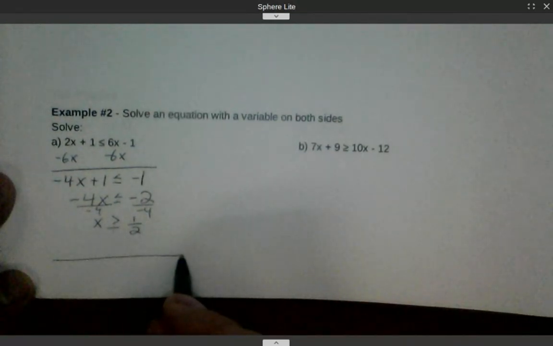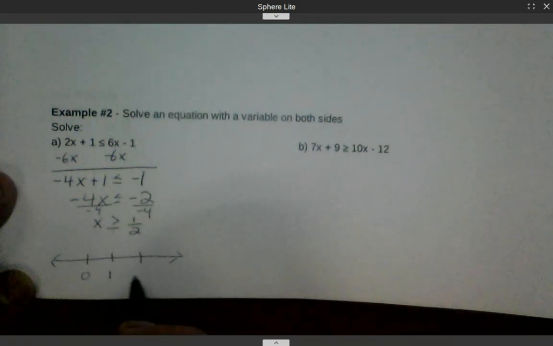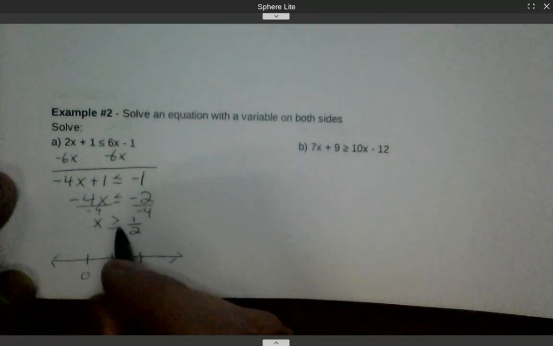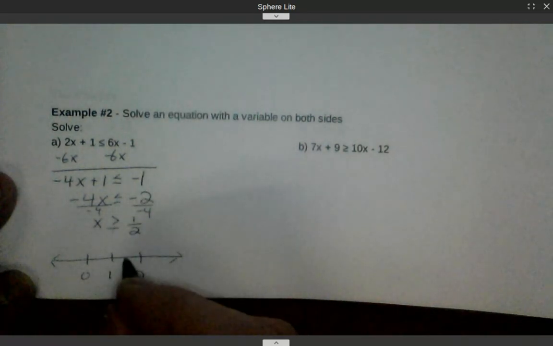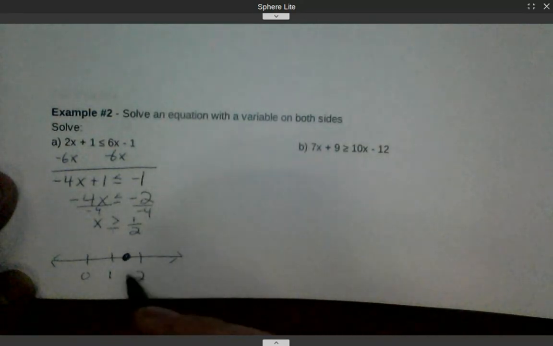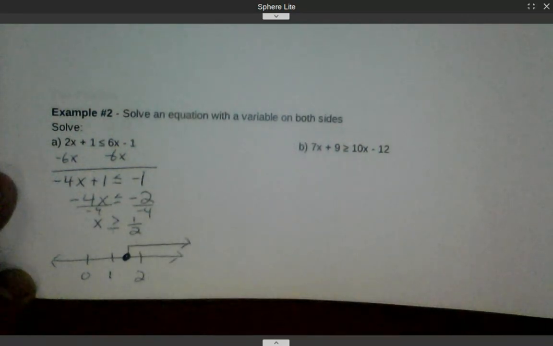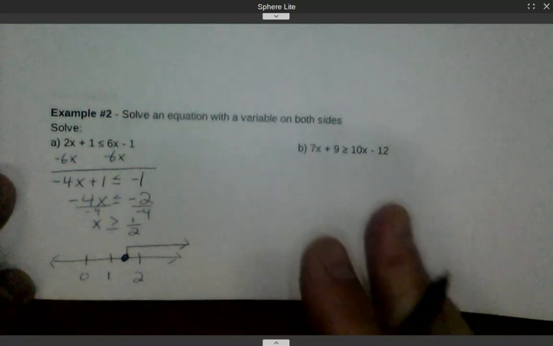Now, if we were to graph this, what we want to do is go halfway between 1 and 2. We have that equal sign, that greater than or equal to, so this one is going to be a closed dot. Now I'm looking for all the numbers that are greater than 1/2, so that's going to be to the right. So that's how you graph that.